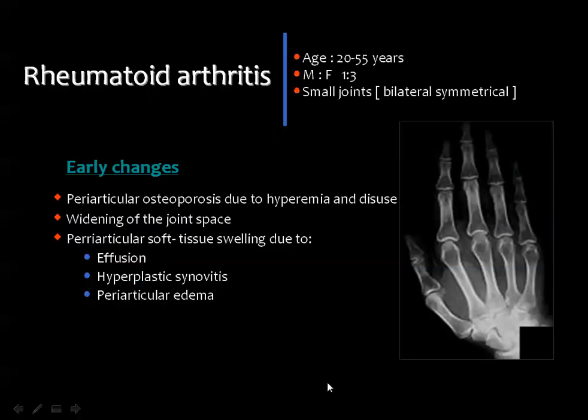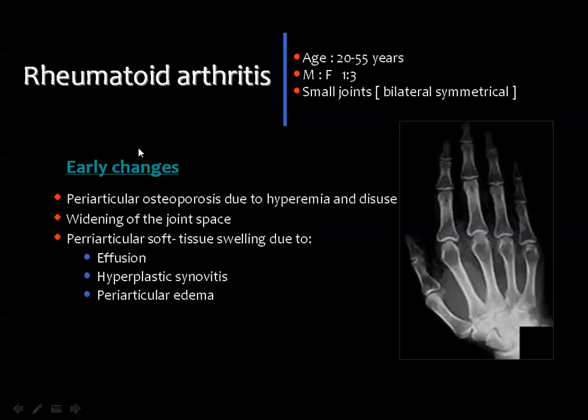Rheumatoid arthritis, as I have mentioned, has an average age of onset of about 40 years. It usually affects females more than males, and this is a polyarthropathy, which is usually bilateral and symmetrical, affecting mainly the small joints of the hands and feet.